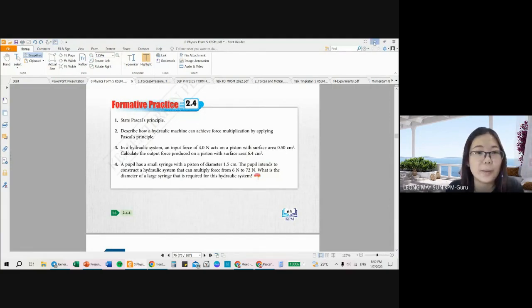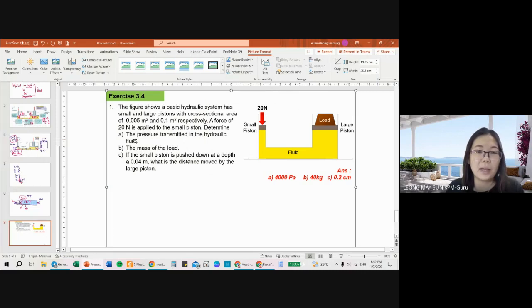Okay, I'm going to use back mine first. All right. A figure shows a basic hydraulic system has a small and large piston with a cross-sectional area of 0.05 meter square and 0.1 meter square respectively.